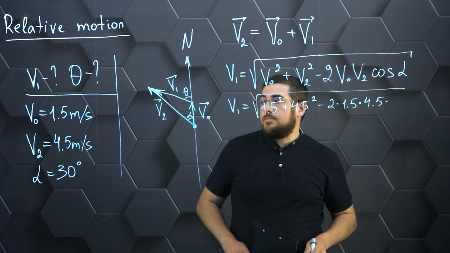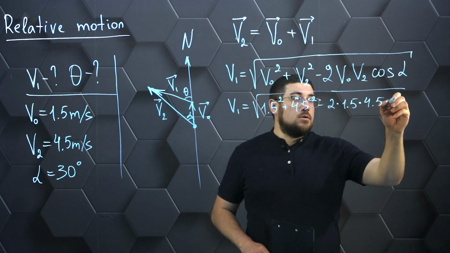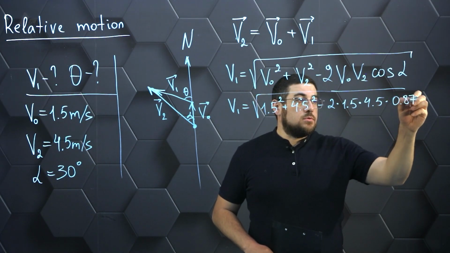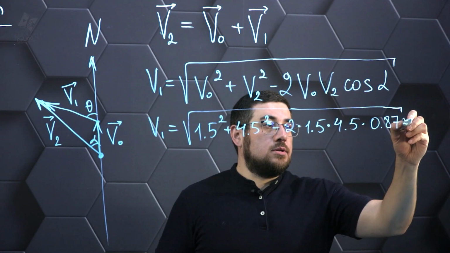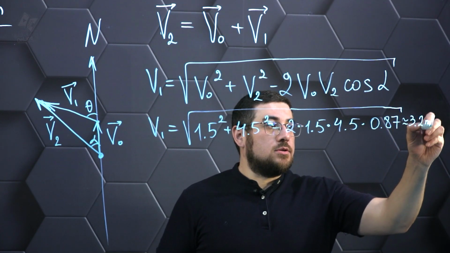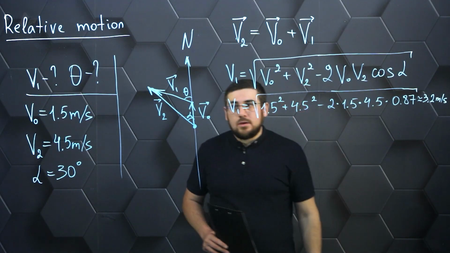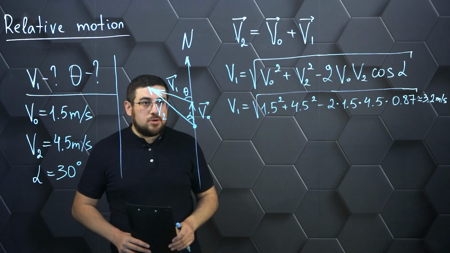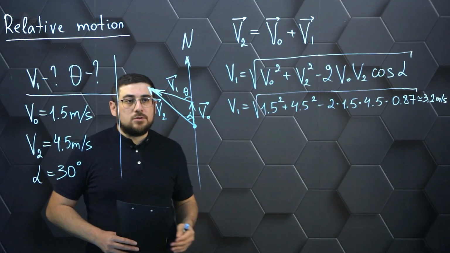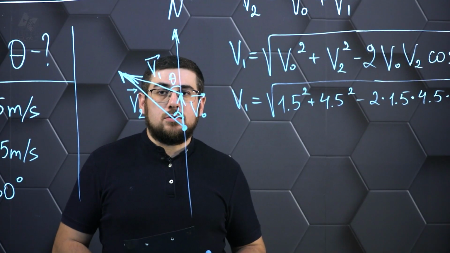And the cosine of 30 degrees, let's take it as 0.87. And after calculations, we get an approximate answer of 3.2 meters per second. So, we have solved half of the problem, that is, we have found the speed of the ferry. Now the question is in what direction the ferry is moving.